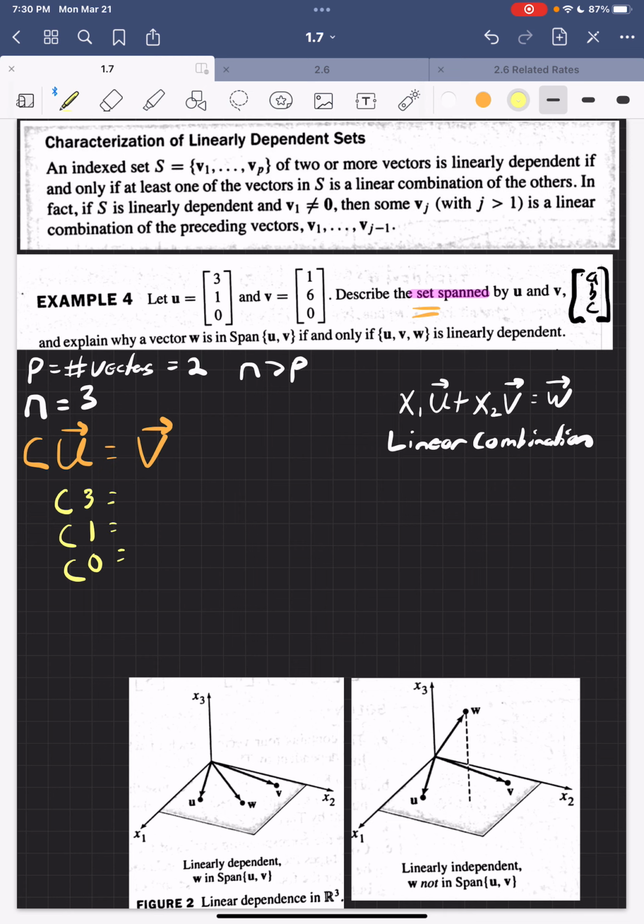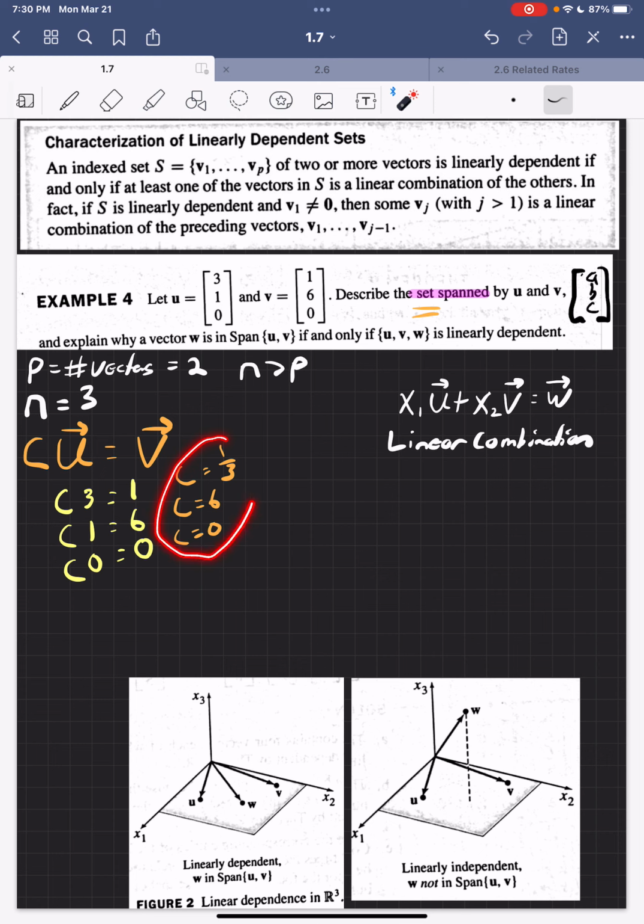And we're just going to set each component equal to each other. So the 3 is going to be set equal to the 1. The 1 is going to be set equal to the 6, and the 0 is going to be set equal to the 0. And all we're going to do at this point is just solve for c. So c equals 0, c equals 6, c equals 1/3.